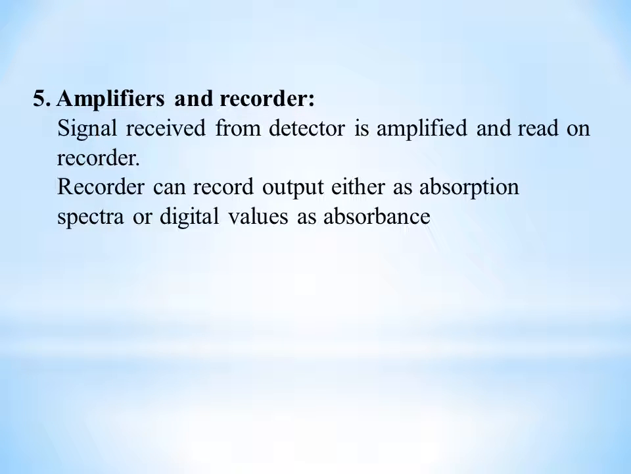So the last component is the amplifier and recorder. The signal received from the detector is amplified and read on the recorder. The recorder can record output either as absorption spectra, or as digital values of absorbance. So here the amplifier will just amplify, and then it will be sent to the recorder. That recorder can be a printer, so there we can get the spectra directly, or we can get the digital value as absorbance.